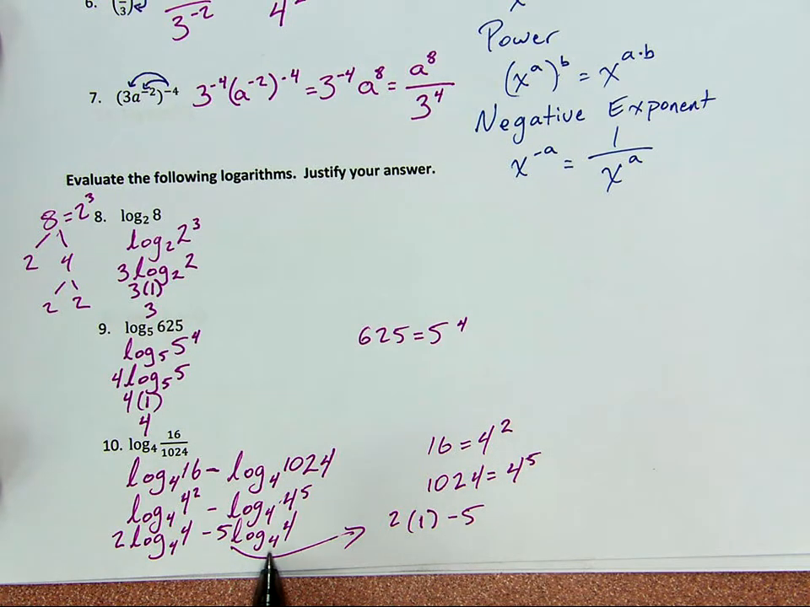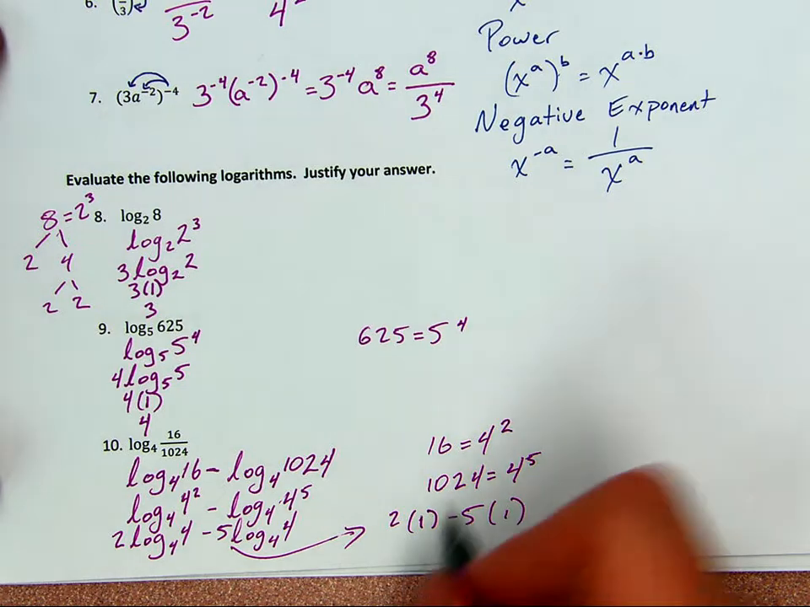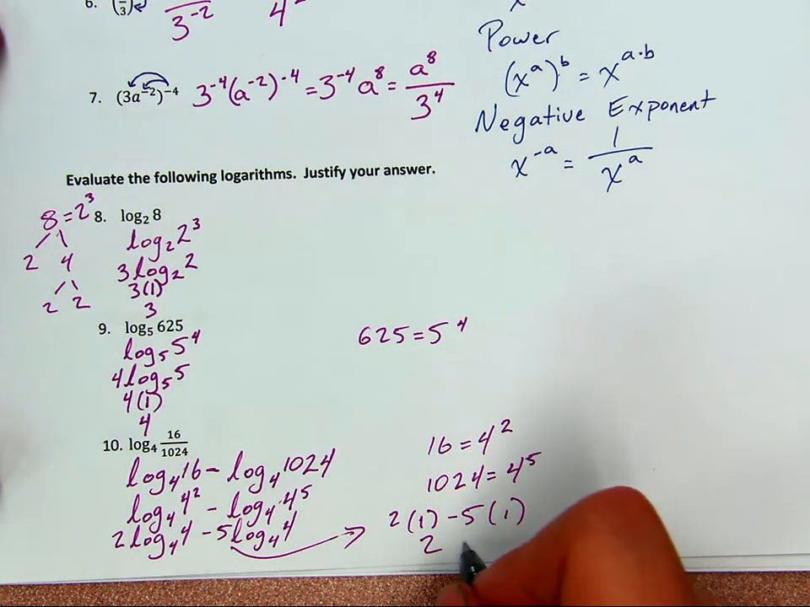2 times 1 is 2. 5 times 1 is 5. 2 minus 5 is a negative 3.